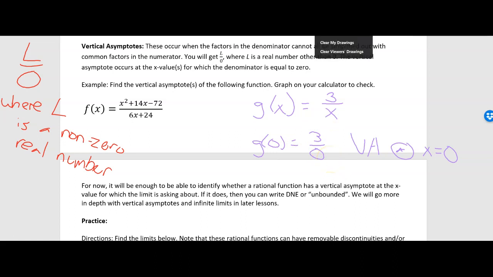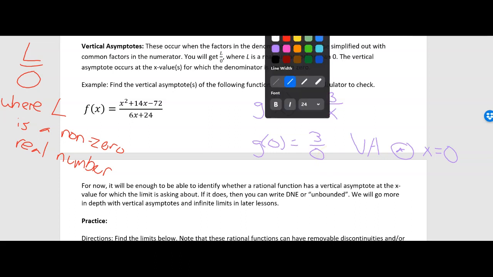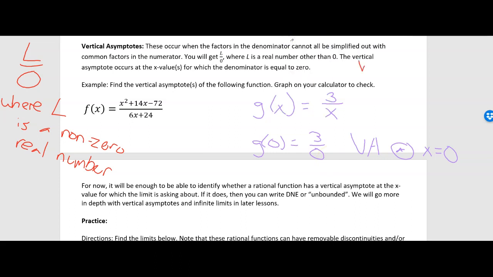Likewise, let's say I had h of x equal to 4 over x plus 5. Well, there's a number that makes the denominator equal to 0. If I do h of negative 5, that's going to give me 4 over 0, which fits the criteria for a vertical asymptote. So I'd have a vertical asymptote at x equals negative 5.